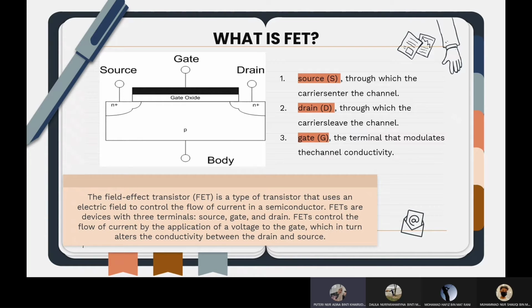Third is gate, the terminal that modulates the channel conductivity. By applying voltage to gate, one can control ID. Okay, so we will move to the types of FET that will be presented by the next presenter.